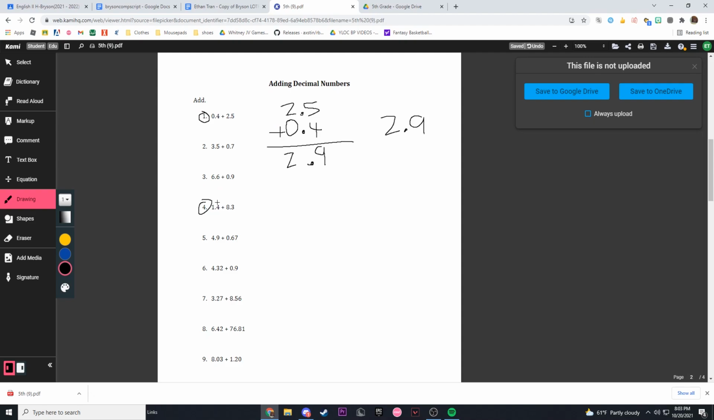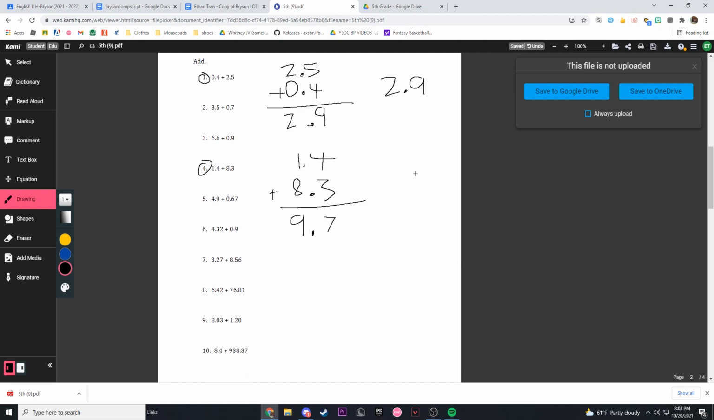For number 4, we have 1.4 plus 8.3. We see that our decimal place is in the same column, so we're able to start adding. So we do 4 plus 3, which is 7, and 1 plus 8, which is 9. And don't forget your decimal place. So for number 4, our answer is 9.7.